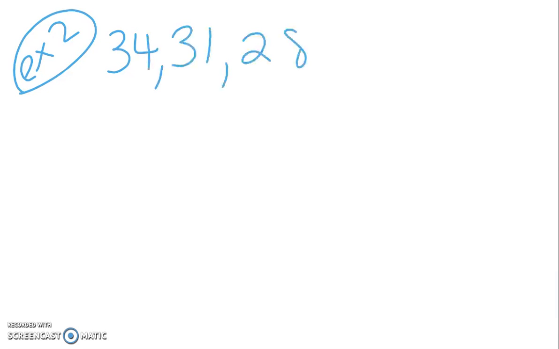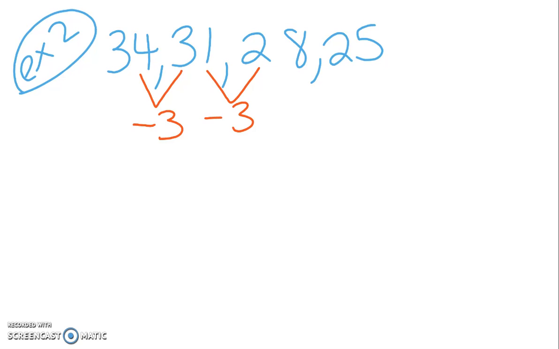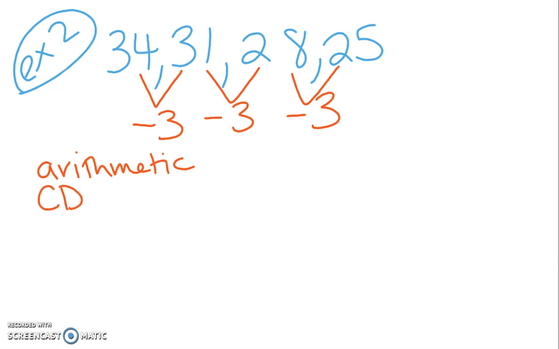Let's try another one. 34, 31, 28, 25. If I first start by adding and subtracting, 34 minus 3 gives me 31. 31 minus 3 gives me 28. And 28 minus 3 is 25. So I definitely have a pattern. If I add and subtract, it's arithmetic. My common difference, because of subtraction, is negative 3. You could also see it as plus a negative 3, but it's just negative 3.